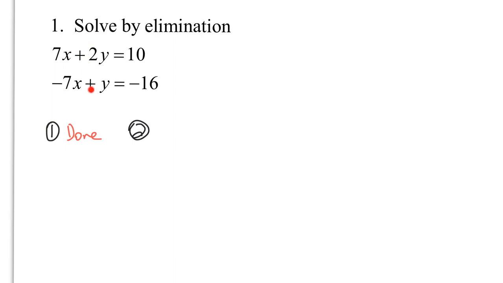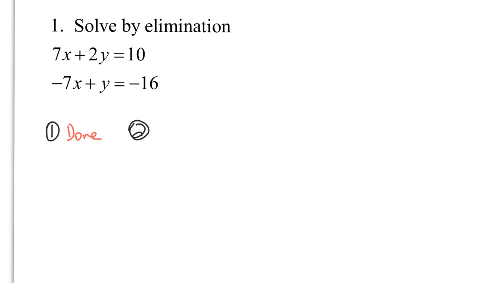Can you cancel the y? Well, yes, you can. But in the next video, I'm going to show you how to cancel when you don't have the same coefficient. Notice there's a 2 here, there's a 1 here, and they don't have different signs. But for today, choose the one that has the same coefficient and different signs.